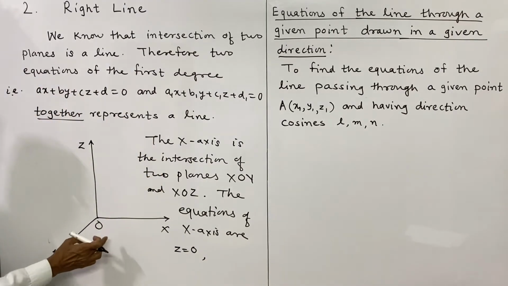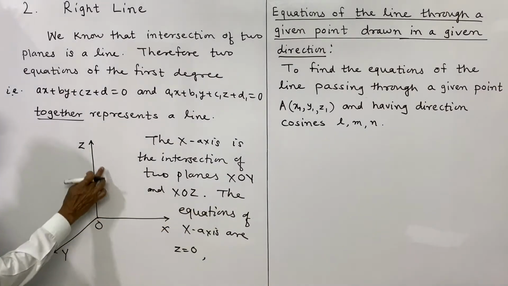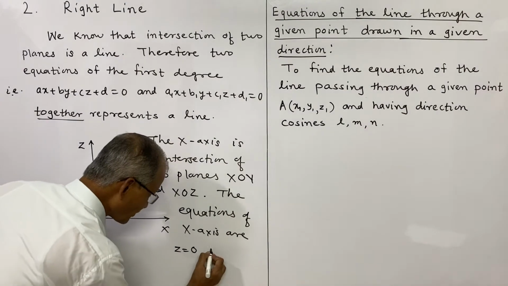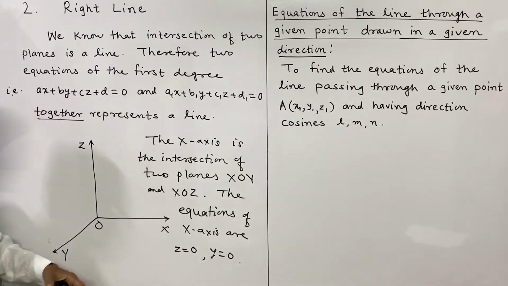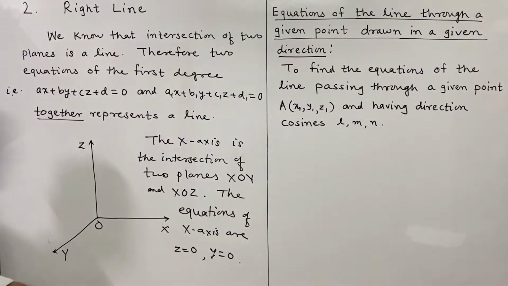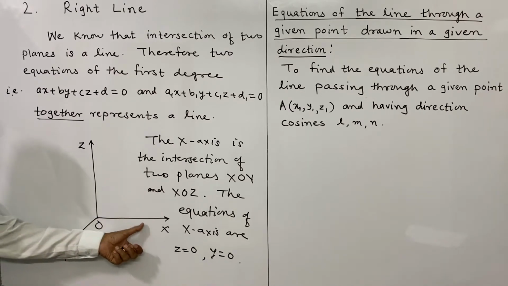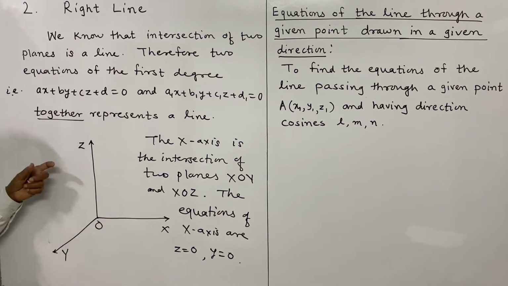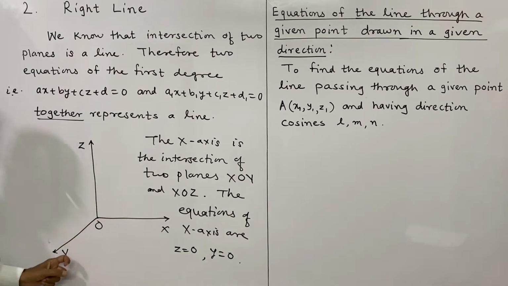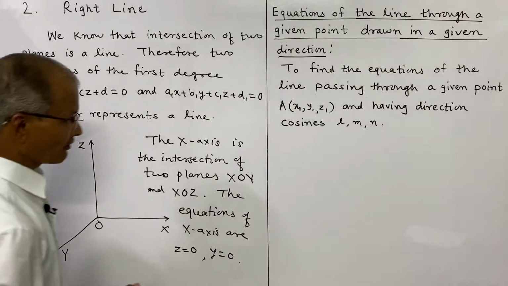And what is the equation of xz plane? In xz plane y is equal to 0. So the equations of x-axis are y is equal to 0, z is equal to 0. Similarly, the equations of y-axis will be z is equal to 0 and x is equal to 0, and the equations of z-axis will be x is equal to 0 and y is equal to 0.